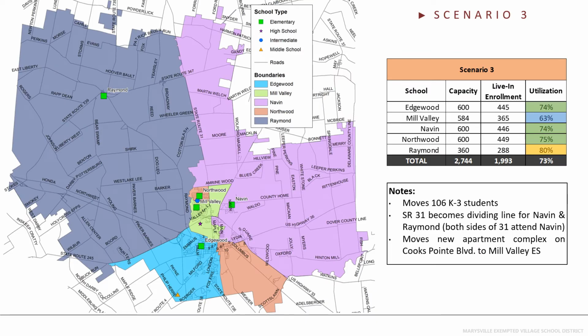The map on this slide shows scenario 3. In scenario 3, Edgewood would be utilized at 74%, Mill Valley at 63%, Naven at 74%, Northwood at 75%, and Raymond at 80%. This scenario moves 106 K-3 students. It is also important to note that State Route 31 becomes the dividing line for Naven and Raymond. Both sides of 31 will attend Raymond.